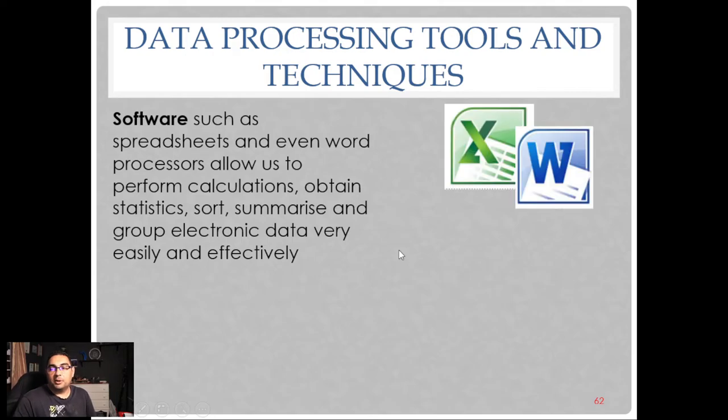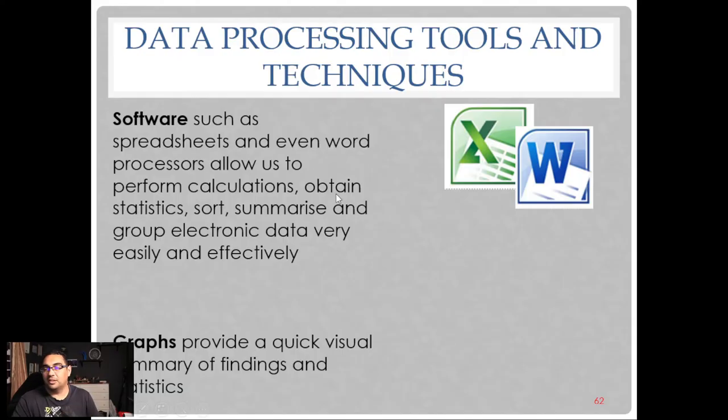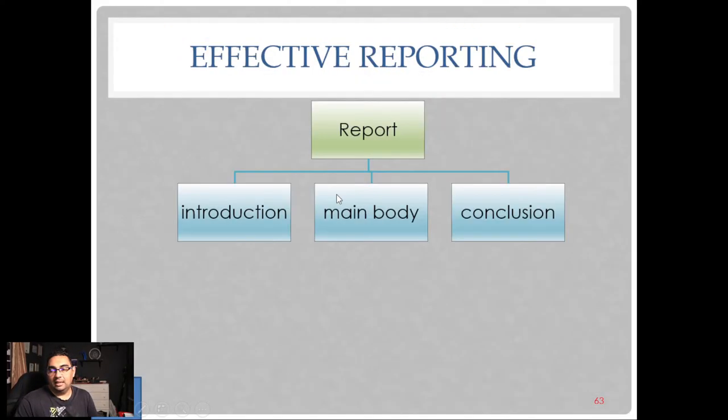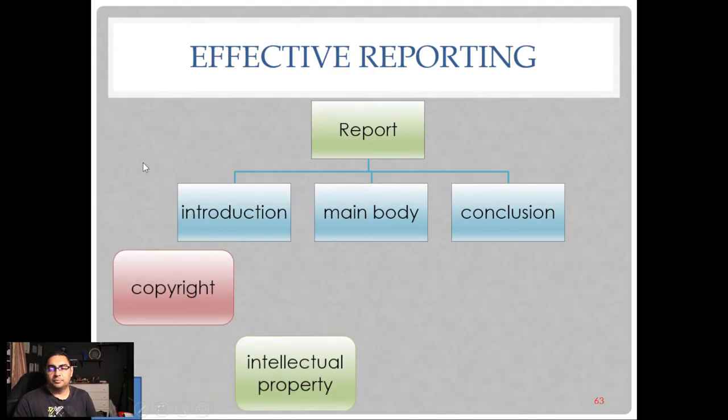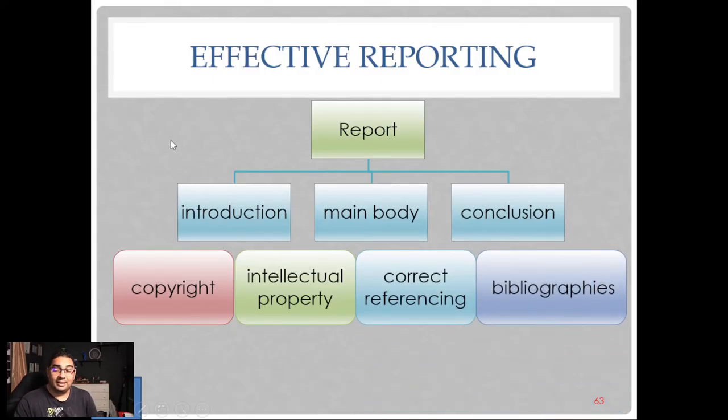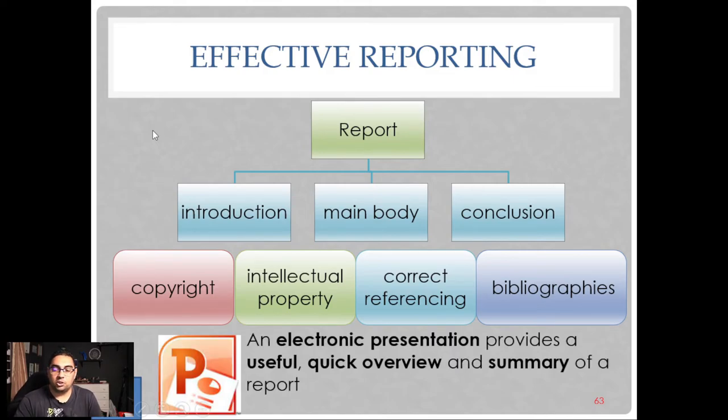Then some of the data processing techniques: we use Word, we use Excel, we use graphs, all these different things. It's just showing you what we can actually do. Effective reporting they mention as well, where they talk about the report, the introduction. You should have a main body and a conclusion. You want to look at things like copyright, intellectual property, correct referencing, and bibliography. This is now where you're putting everything together to present this report or assignment. These are things we should be looking at.